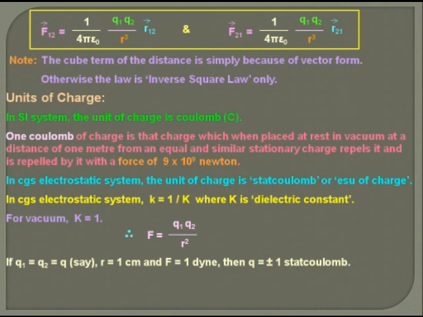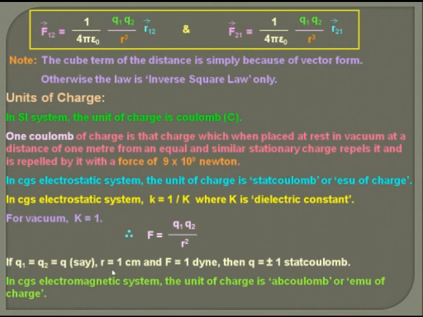So the definition is crystal clear: if two charges of the same magnitude are kept at a distance of 1 centimeter in vacuum and repel each other by a force of 1 dyne, then in that case every charge is said to be of 1 stat coulomb. Or, in the CGS electromagnetic system, the unit of charge is ab coulomb, or it is called EMU of charge, that is electromagnetic unit of charge.